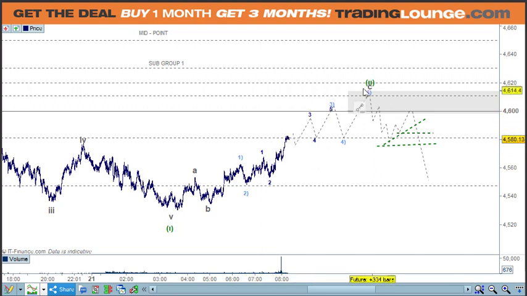So I think this is probably the best fit. I would have liked to have seen a more defined A wave at that point, and we still may get that, but I think the important thing is that we can look to short up in the box here, above around the 4600. What you'll need to look for is the first impulse wave to the downside.